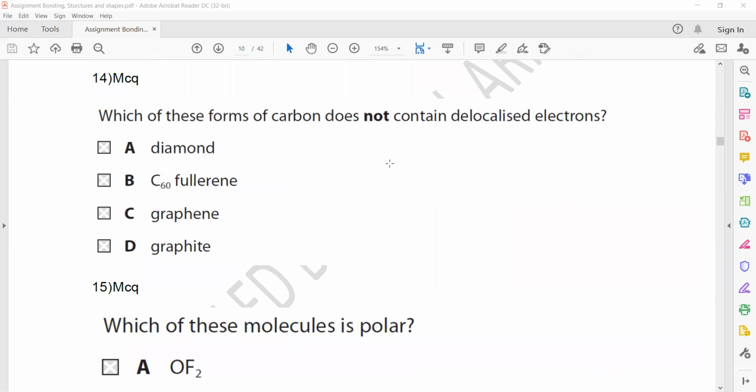In question 14, which of these forms of carbon does not contain delocalized electrons? So when we check the structures like fullerene, graphene, graphite, in the case of diamond, because each carbon belongs to group 4 and shares all 4 electrons, there is no delocalized electron in the case of diamond. That's why A is the right answer for this.